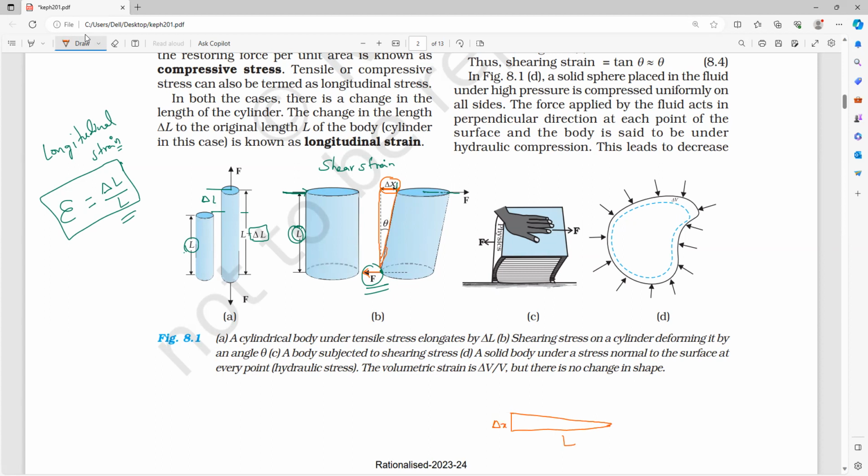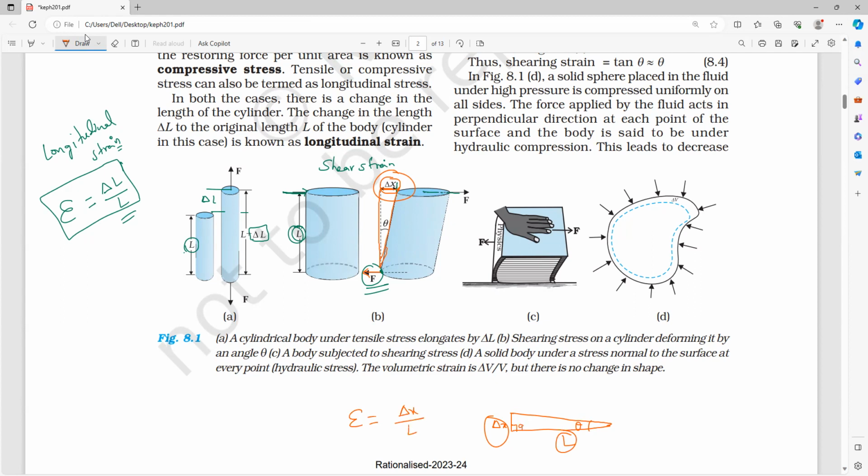So shearing stress. And what is the angle here? Anybody? What is the angle, guys? The angle between them is theta. You can see that. Theta is the angle. So the shearing strain is, very simple, the change in position divided by L. So epsilon is equals to delta x divided by L.